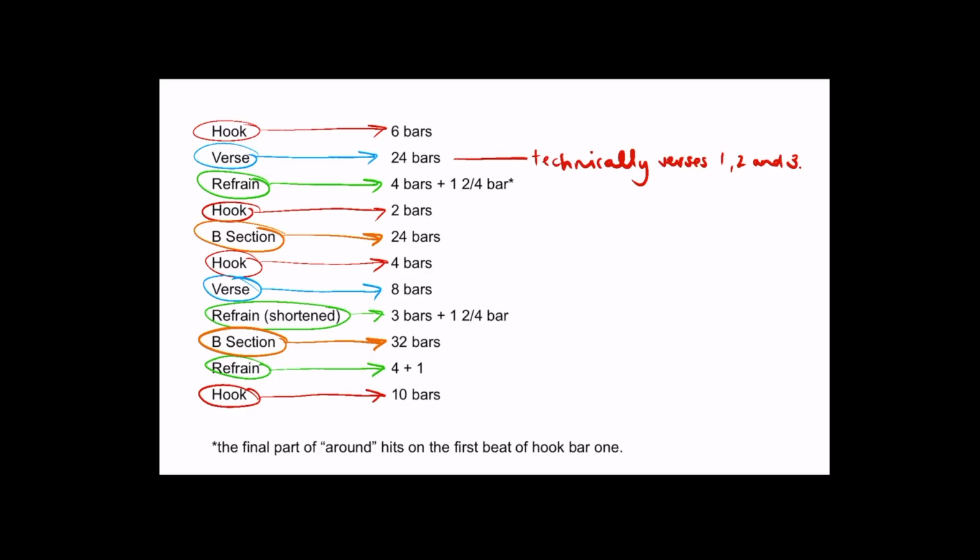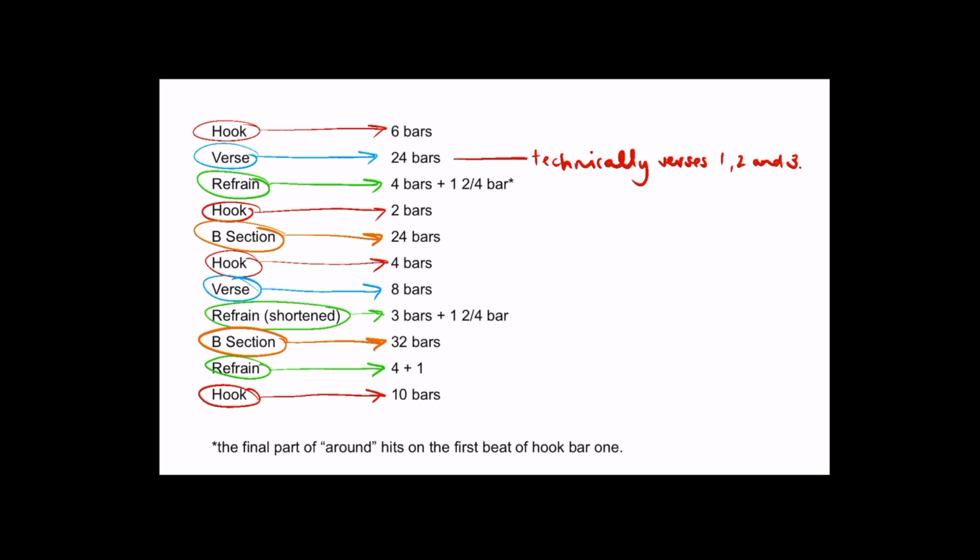So we get started with the hook, which is 6 bars, followed by a 24-bar verse. Then we get the refrain, which is 4 bars plus 1 bar of 2/4, almost like a half bar there. Then we get the hook, which is 2 bars, followed by a B section, which is 24 bars. Then another hook, which is 4 bars this time. So each time we've heard the hook, it hasn't been the same duration.